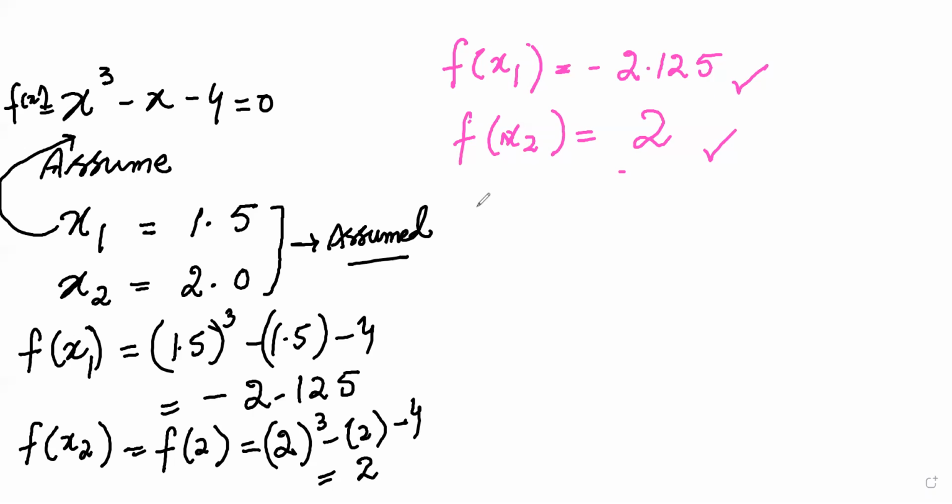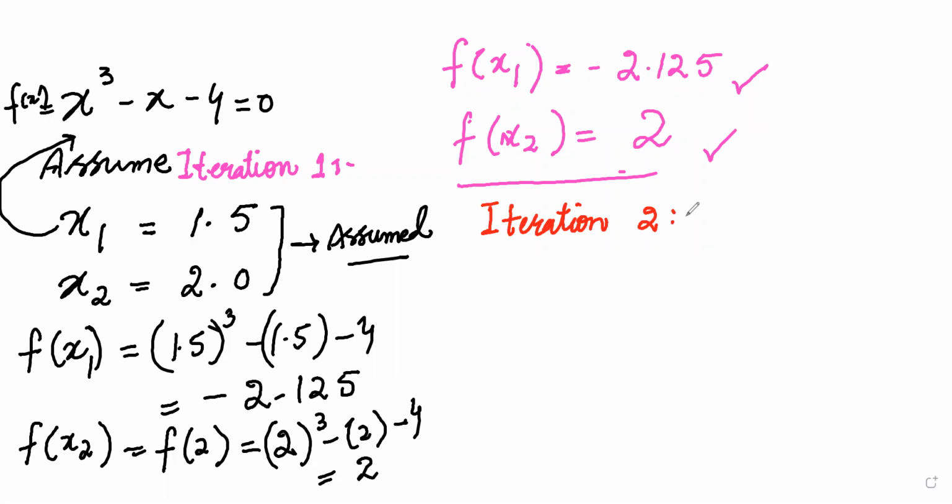When we take x1 equal to 1.5 and x2 equal to 2, we call this iteration 1. Iteration 1 means we are iterating once. Once we have found the value of f of x1 and f of x2, we will do what we call iteration 2.